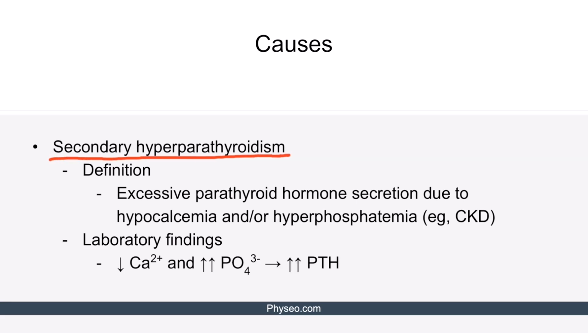Secondary hyperparathyroidism, on the other hand, is excessive parathyroid hormone secretion due to hypocalcemia or hyperphosphatemia. Both hypocalcemia and hyperphosphatemia occur in chronic kidney disease. Chronic kidney disease, in fact, is the most common cause of secondary hyperparathyroidism. Secondary hyperparathyroidism is characterized by hypocalcemia, hyperphosphatemia, and severely increased parathyroid hormone levels.